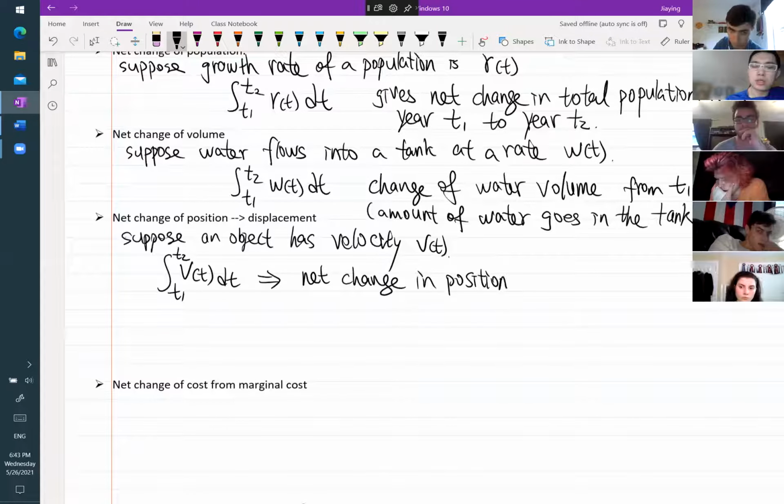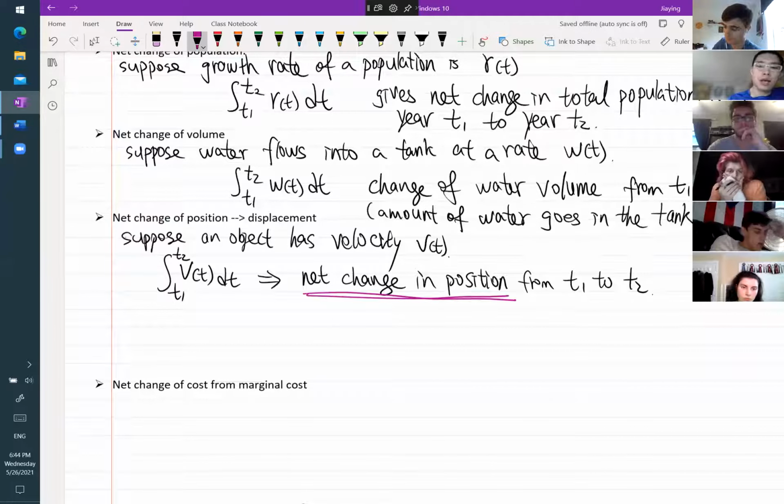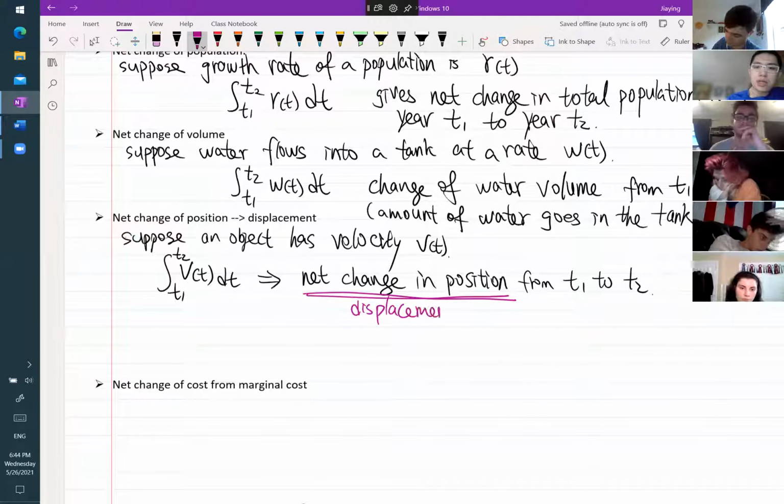from t1 to t2. Now, I want to point out that this is a term that you have to be very careful with. When we see net change in position, it means displacement. It may or may not be the same as distance. So this is not necessarily the same as distance.